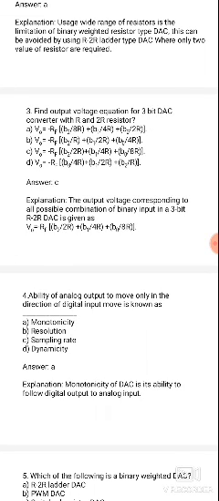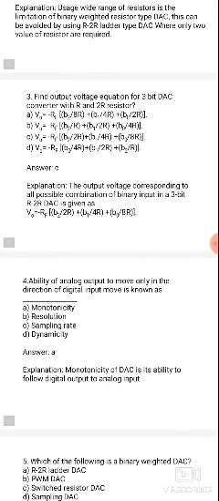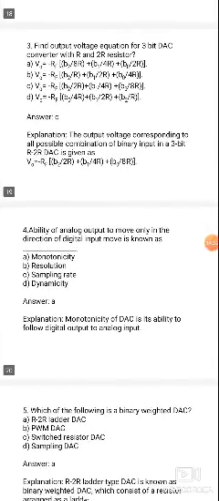Or B0 by 4R plus B1 by 2R plus B2 by R is nothing but the output for the possible combinations of binary input. V0 is equal to minus, indicating we are giving to the inverting terminal. So RF is the feedback resistance: minus RF into B2 by 2R plus B1 by 4R plus B0 by 8R. 4R, 2R, 8R are the weights of resistors.